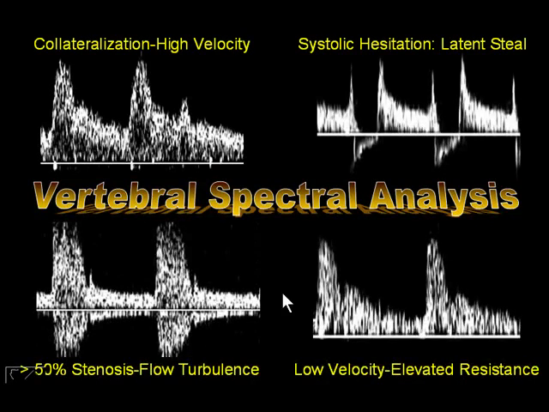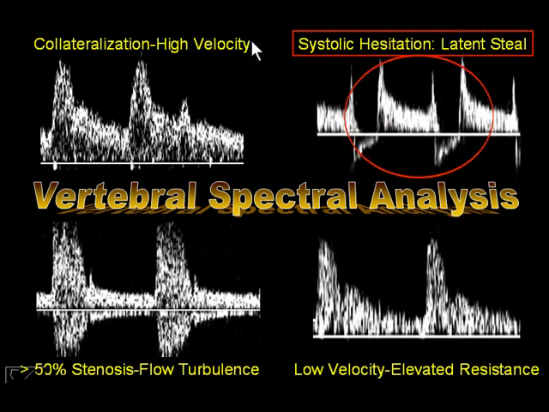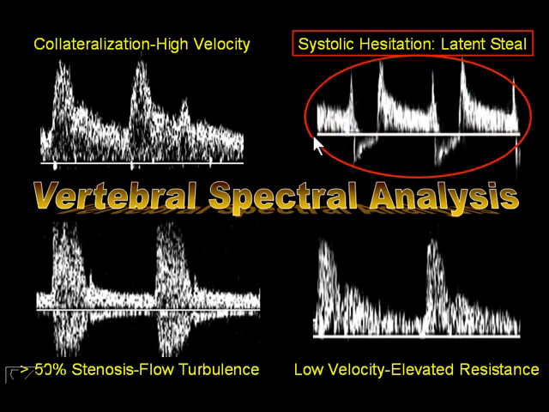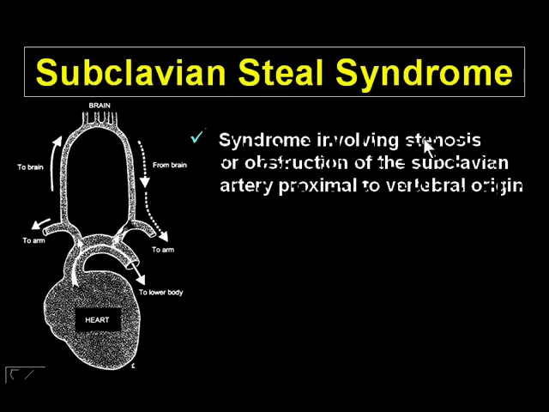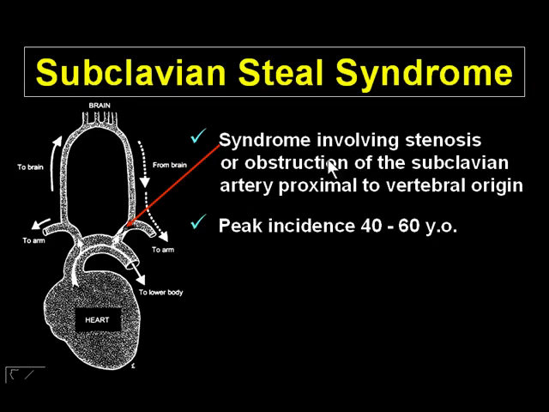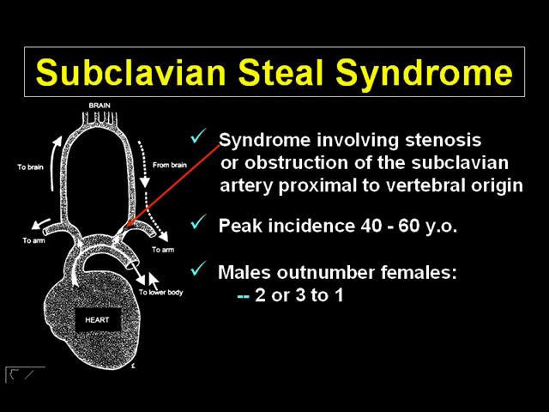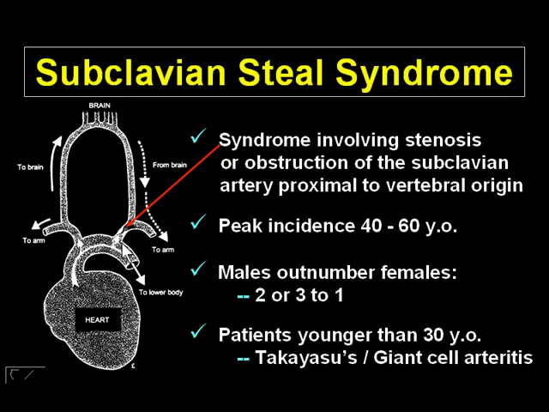Here in this case we see a series of various waveforms, and it won't be uncommon to see something like this here, on your top right. It's a waveform that we refer to as a systolic hesitation, where the peak of the waveform is displayed below the baseline. This is the type of waveform that you might see in a patient with a latent steal. These patients present with subclavian steal syndrome, which would be an indication to look at the subclavian arteries.